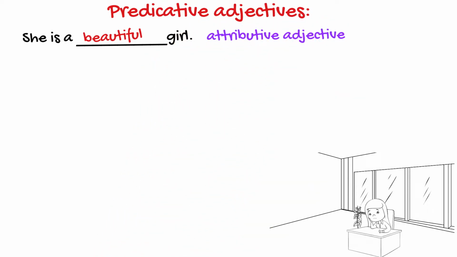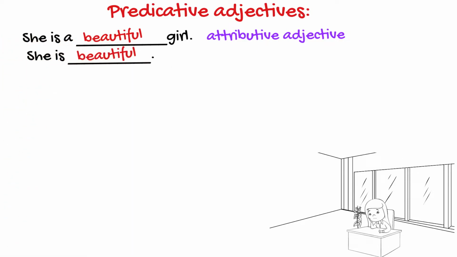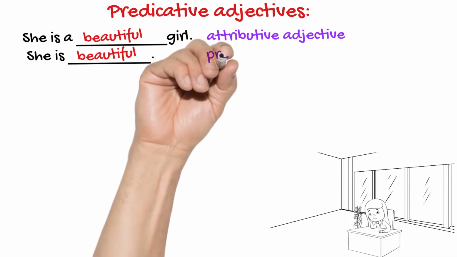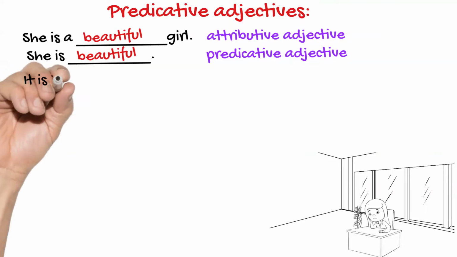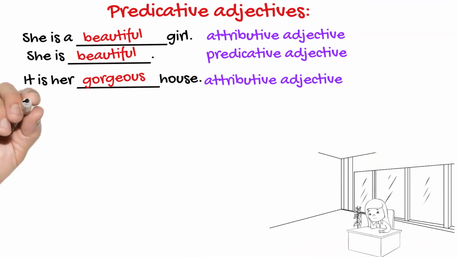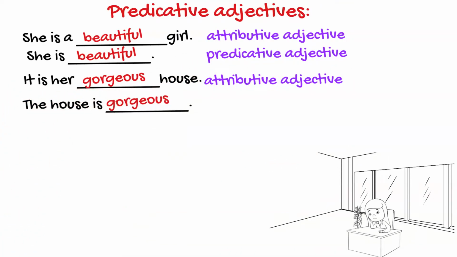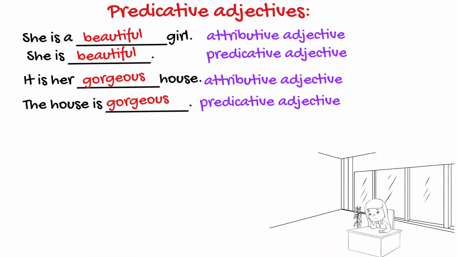Had the adjective appeared along with the verb, it wouldn't be an attributive adjective. As in, she is beautiful. Here, the adjective beautiful has come with the verb. Let us learn attributive and predicative adjectives comparatively. It is her gorgeous house. The adjective gorgeous has appeared with the noun to describe. Hence it is an attributive adjective. The house is gorgeous. Here the same adjective has come in the predicate part of the sentence. Hence it is a predicative one.